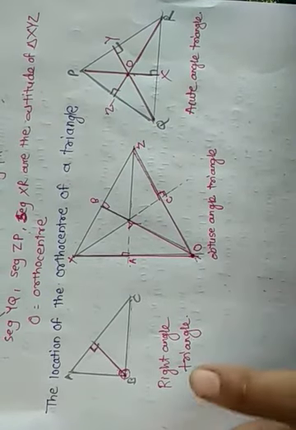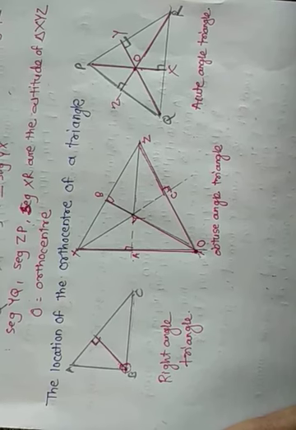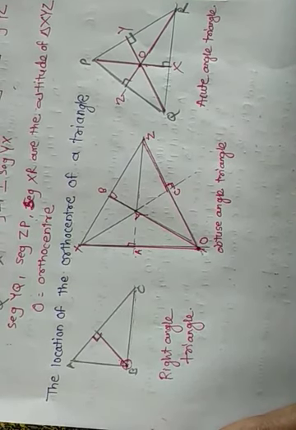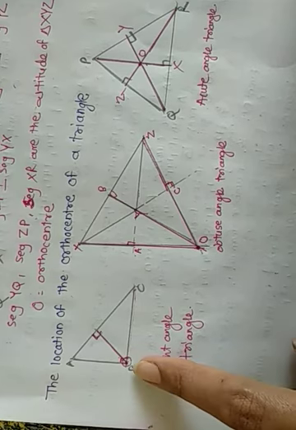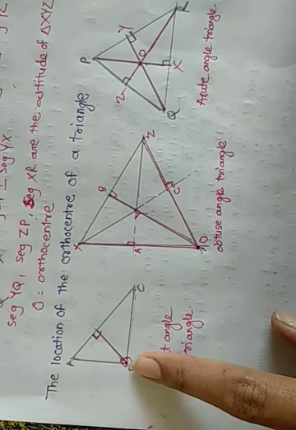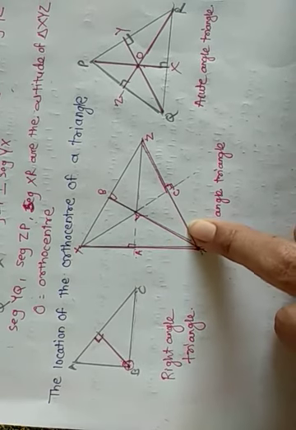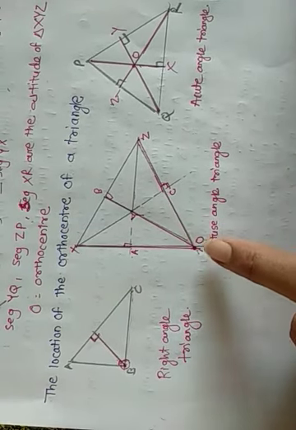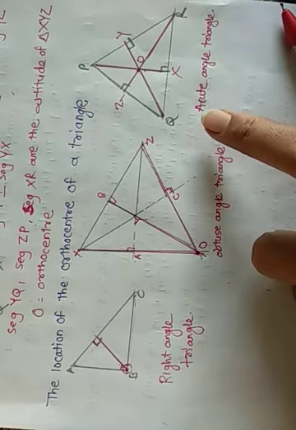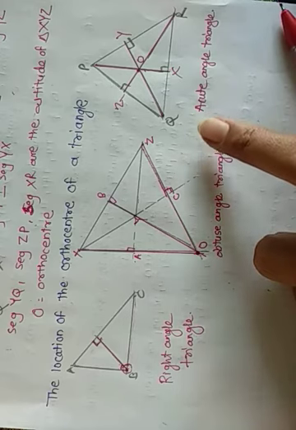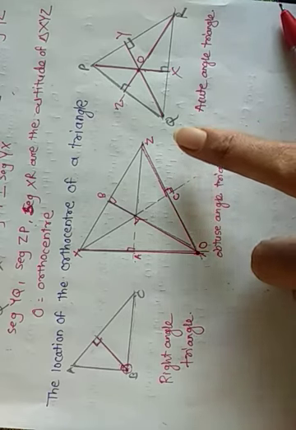See, I repeat it again. Altitudes of a triangle pass through exactly one point, that means they are concurrent. The point of concurrence is called the orthocenter and is denoted by O. The orthocenter of a right angle triangle is the vertex of the right angle. The orthocenter of an obtuse angle triangle is in the exterior of the triangle, and the orthocenter of an acute angle triangle is in the interior of the triangle.